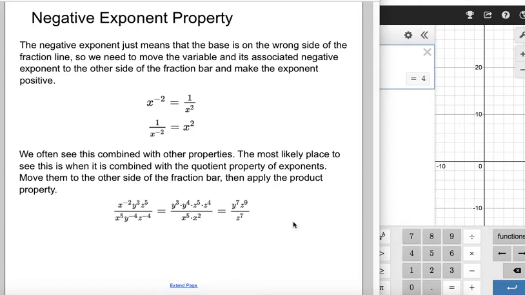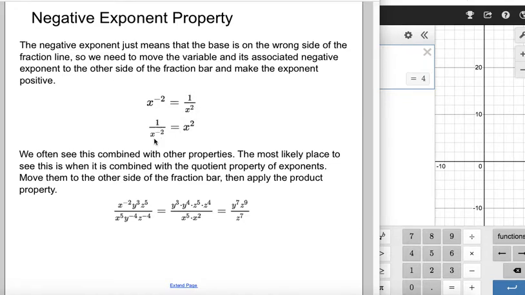Next exponent rule we're going to look at today is the negative exponent property. The negative exponent just means that the base is on the wrong side of the fraction line. So we'll need to move the variable and its associated negative exponent to the other side of the fraction bar and make the exponent positive. Here you can see x to the negative 2. We would make that be 1 over x squared.